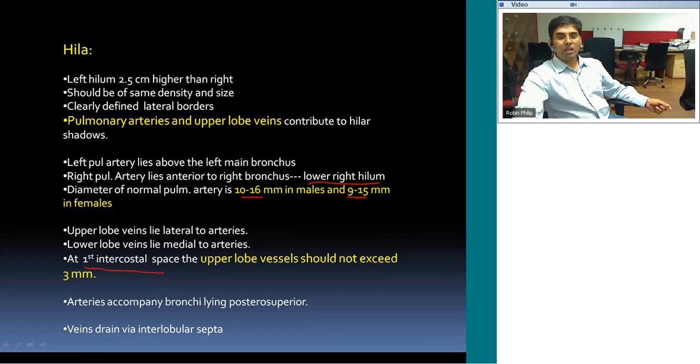The arteries accompany the bronchi in the interstitium. Though you cannot see the interstitium on the radiograph, the arteries and bronchi go together, whereas the veins drain through the interlobular septa. So that's about the hila.